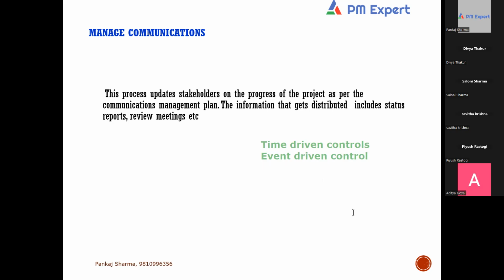Now, what are time-driven controls, and what are event-driven controls? Time-driven controls are those controls which are given to you at regular frequency. Can you give me some example of time-driven control? The controls which are exercised at regular frequency. See, your weekly status report, your daily status report, your monthly status report. What is this? A time-driven or an event-driven? These are time-driven. Any regular reporting mechanism falls under time-driven, right?